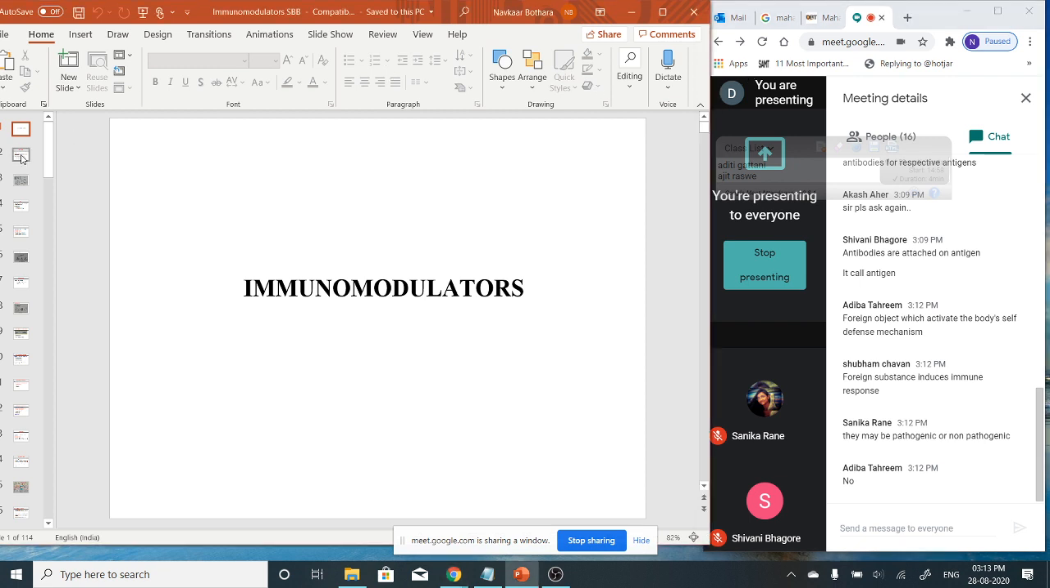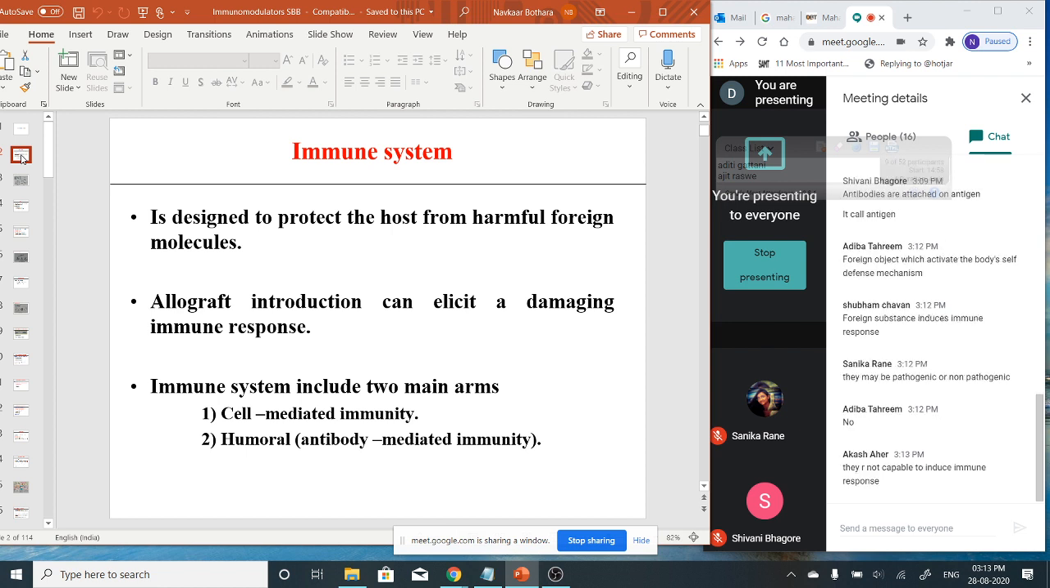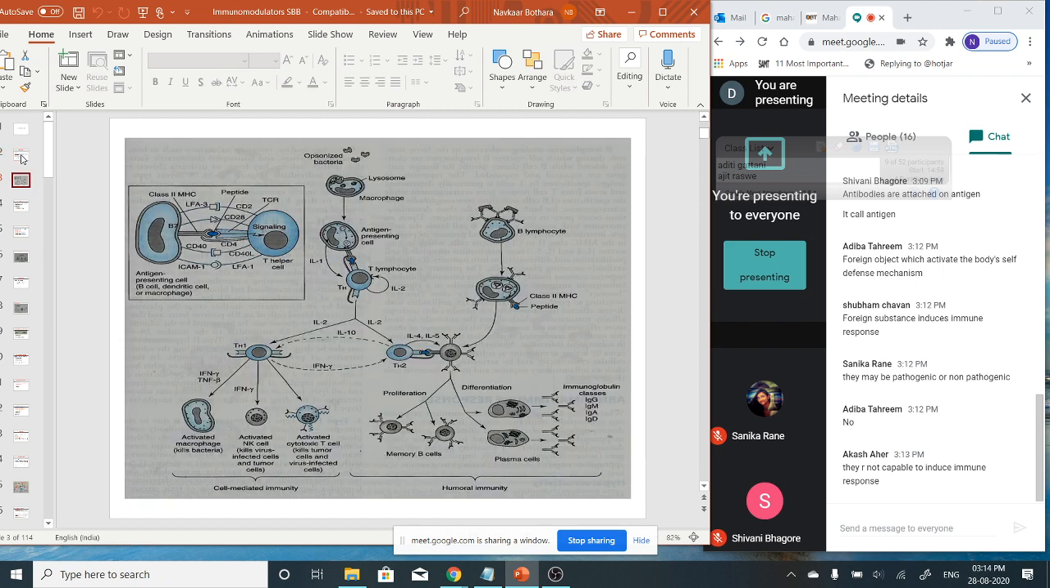Now we'll start with this one. So we know what it is. Okay. Now, once you understand this, what protects the host from harmful foreign objects, we have seen. Allograft introduction can elicit damaging immune response. Allograft introduction means anything which is grafted or tried to put into the body. We have seen these two things, cellular and humoral mediated. These are the pathways by which they take place.